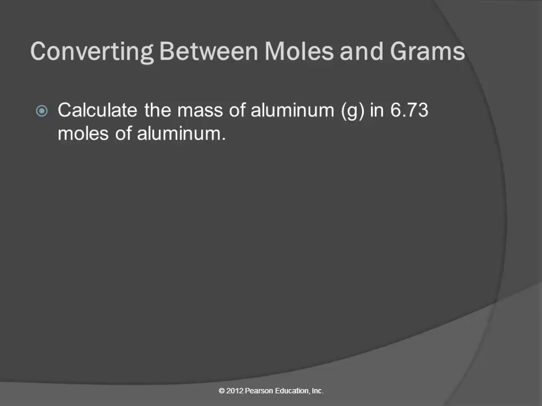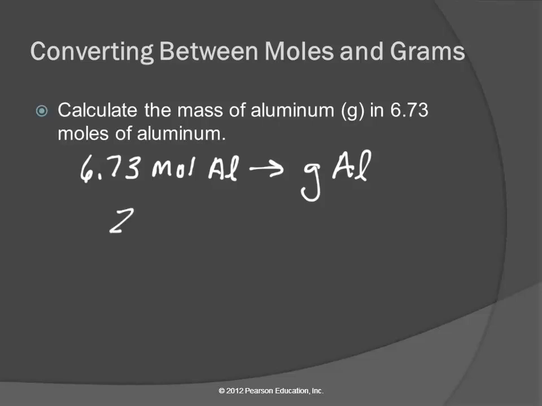Calculate the mass of aluminum, grams, in 6.73 moles of aluminum. So there's only one number in this problem, so that must be where we start. 6.73 moles of aluminum, and they're asking for grams of aluminum. Well, what's the relationship? Look in the periodic table. Under aluminum, it says 26.98. That means that many grams of aluminum is how much 1 mole weighs.